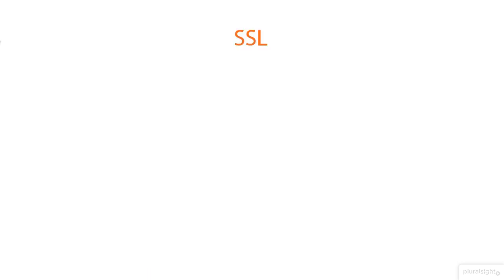SSL takes advantage of both symmetric and asymmetric methods to secure communications. To be honest, people get lost when they start hearing about SSL and its keywords: public key, private key, certificates, and much more. But don't worry, because I'm going to explain it to you visually.